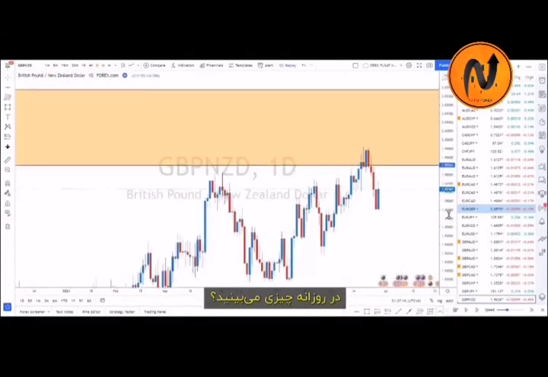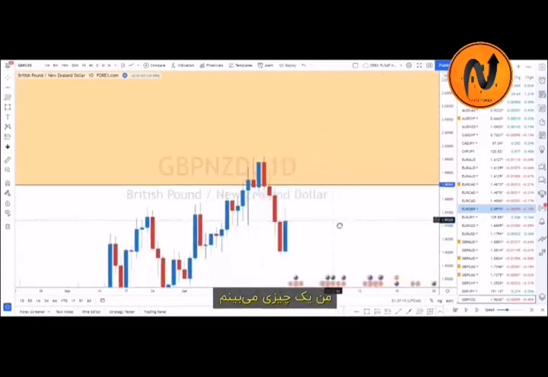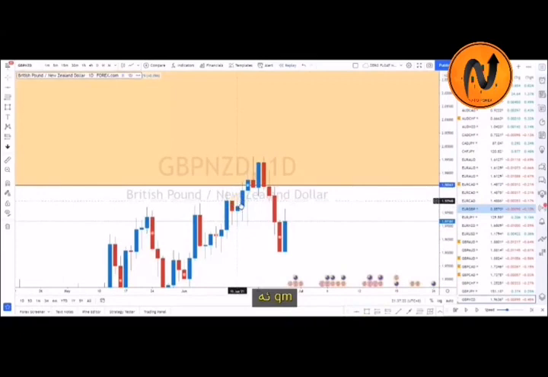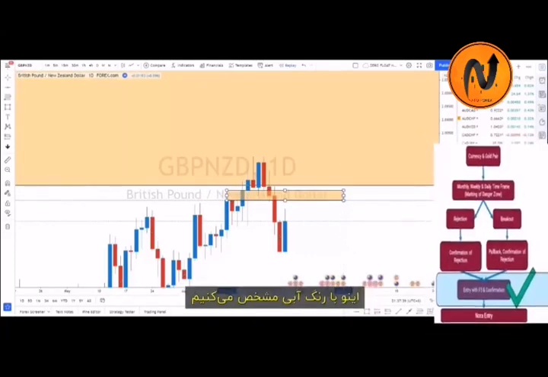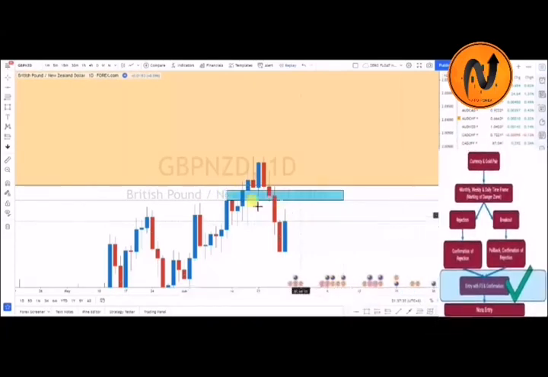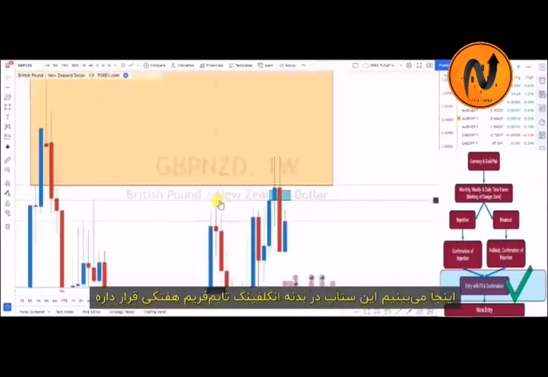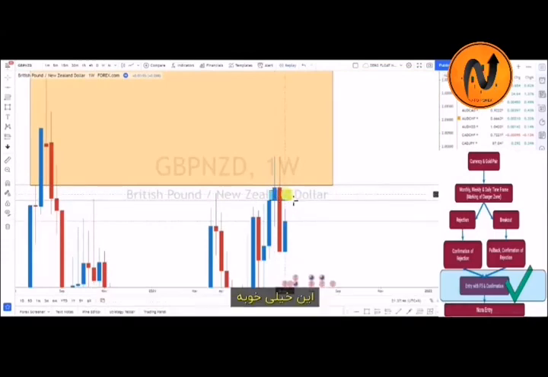Okay, in the daily, can you guys see anything? I can see something here. That is the QM. Okay, QM. So we mark the QM left shoulder here, and we mark this in blue color. All right. So let's go to the weekly time frame. We can see that this setup is in the body of the engulfing of the weekly time frame. So this is very good.